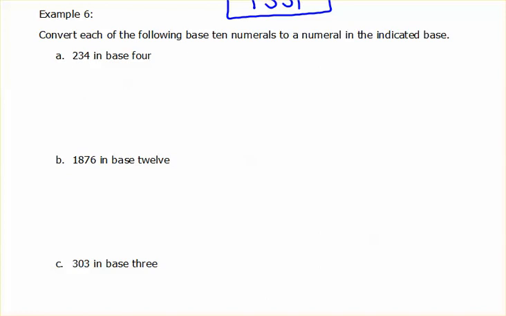That's fantastic. So our first problem here says 234 in base 4. So we're going to be working with a base 4 system. That means that each place value is going to be a power of 4. So our first position is going to be 4 to the 0 times something, plus 4 to the first times something, plus 4 squared times something, plus 4 cubed times something. Now 4 cubed, let's see, that's 64.